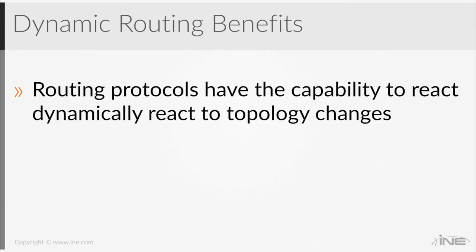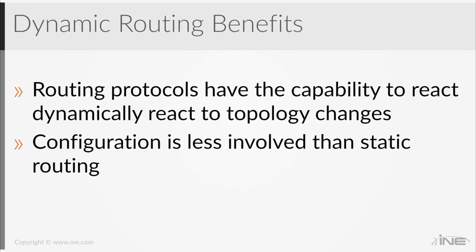As a first point, routing protocols have the capability to react dynamically to topology changes. This is not the same case as in static routing. Static routing does not have that intelligence. Then configuration is also less involved than static routing. Once you configure the routing protocol and include the statements that you require, it pretty much self-configures when it comes to changes and adapting to different situations.